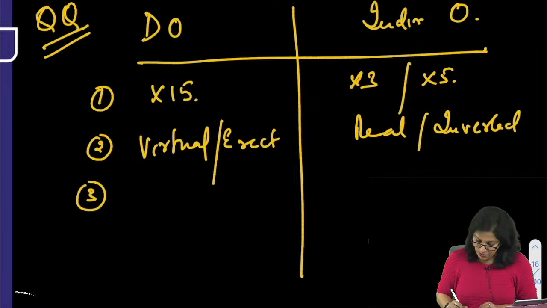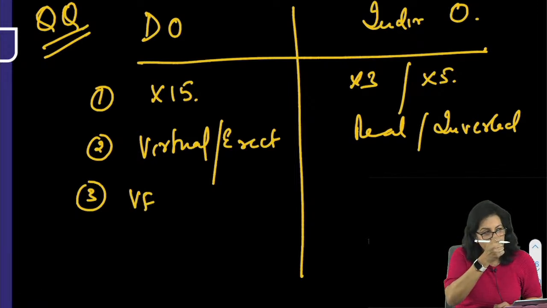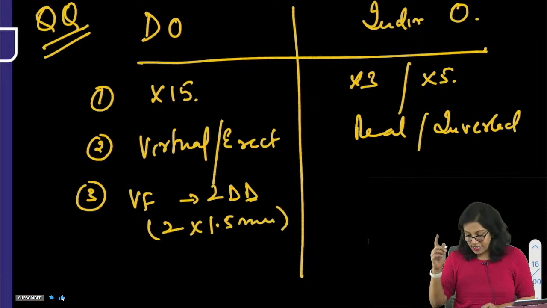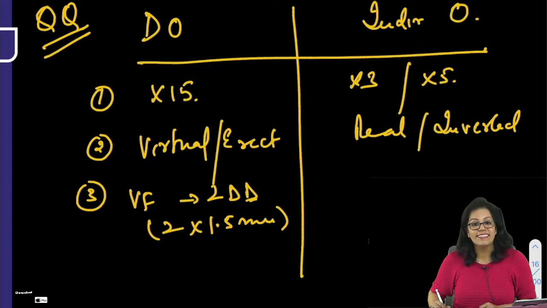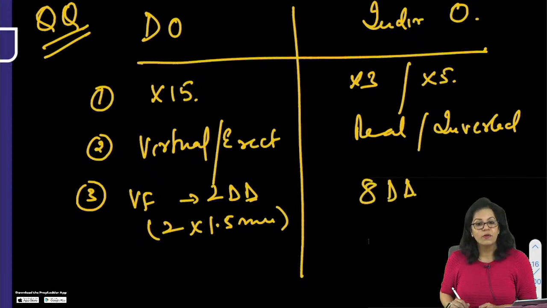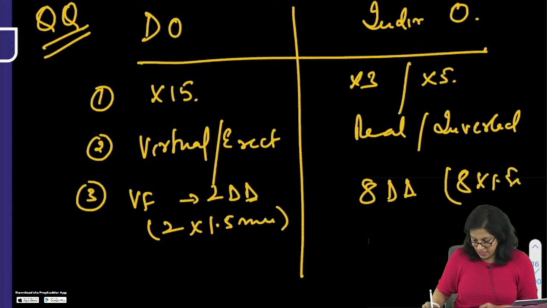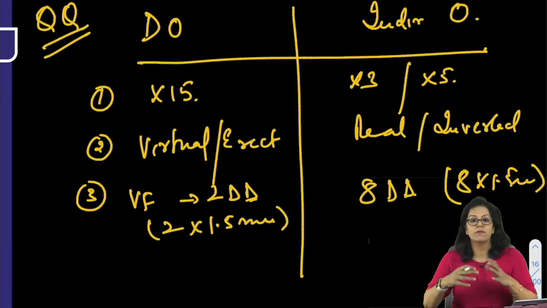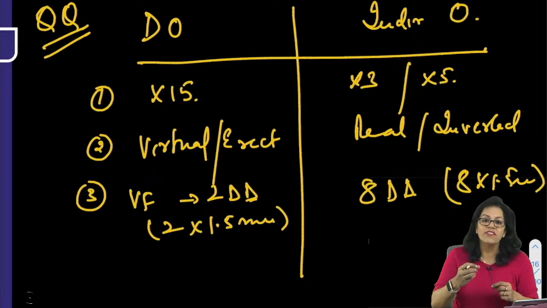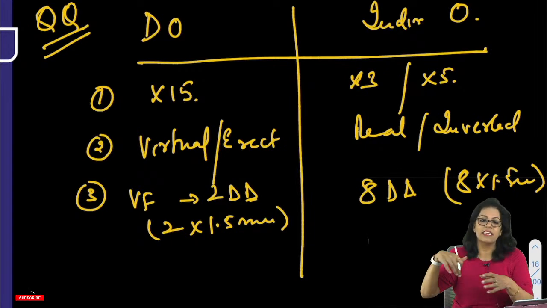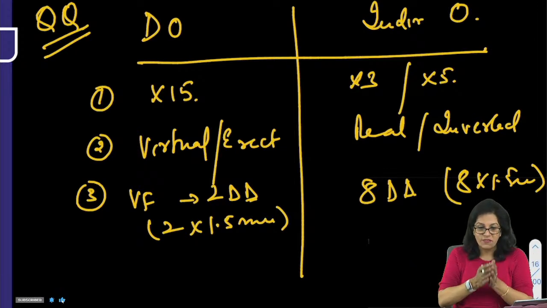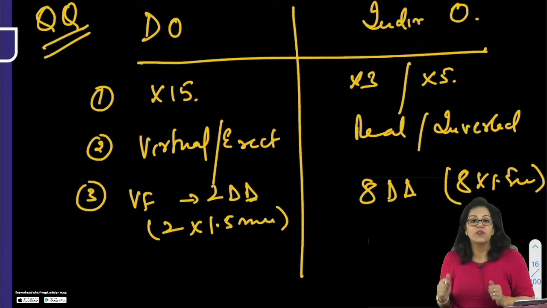Then third, they will ask you about the visual field. At one time, if I am looking through the direct ophthalmoscope, how much can I see? It is 2 disc diameter. What is 2 disc diameter? 2 into 1.5 mm. And for indirect, it is 8 DD. That means 8 into 1.5 mm, I can see in one go. So common sense, because magnification is also there. If you are looking through a magnifying glass, you generally see it magnified but the field is less. That is the principle of any instrument, right? So when the magnification is more, field has to be less. When field is more, magnification is less. So this is what you have written here.